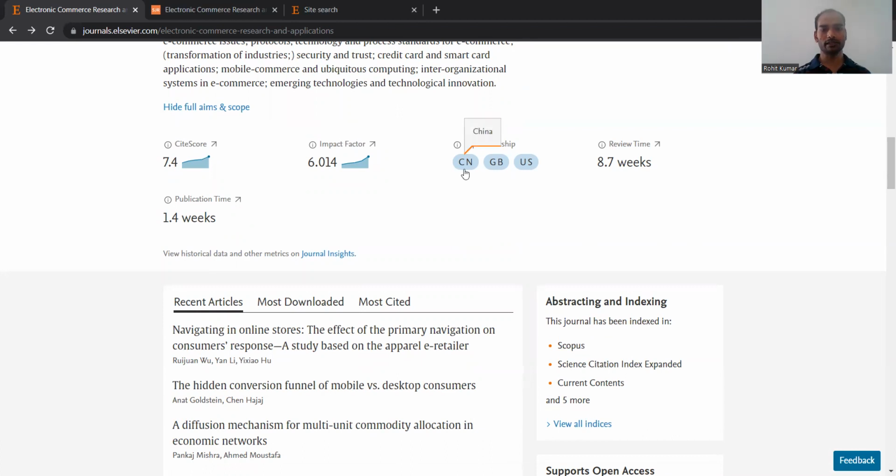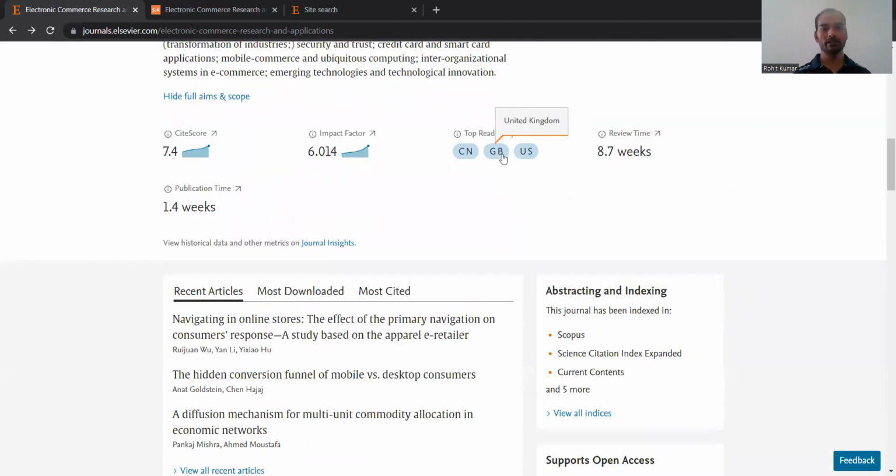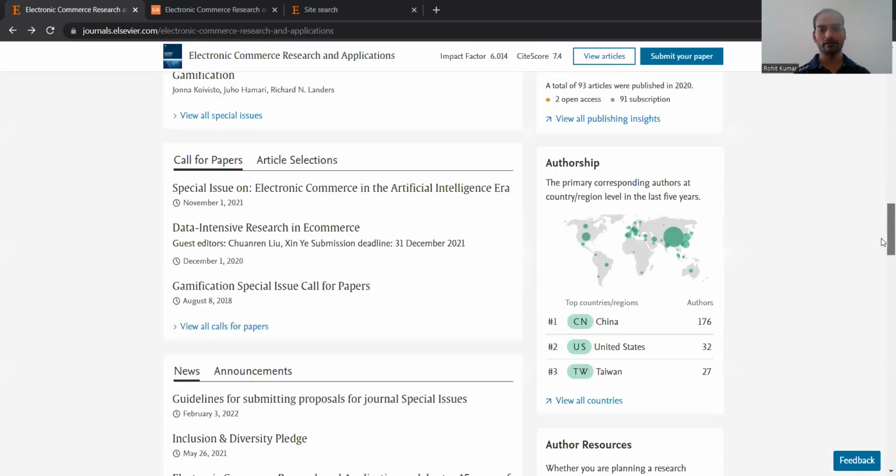Now coming to that, as we know that top leadership is from China, Great Britain and US. And here again, hopefully Great Britain and Taiwan, as we saw in the editorial board. So most probably Great Britain and Taiwan must be in top authorship also. So let's see first top authorship, then we'll see other things.